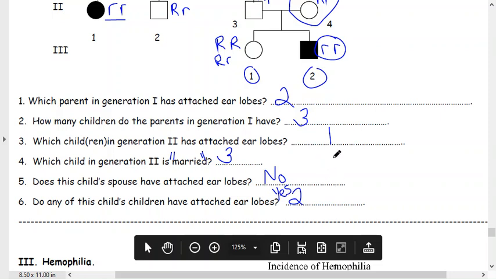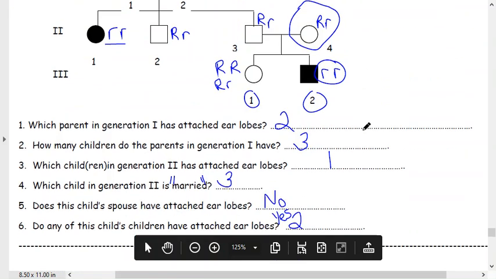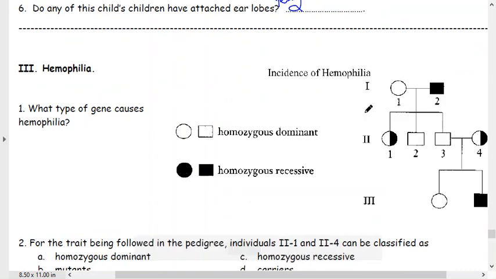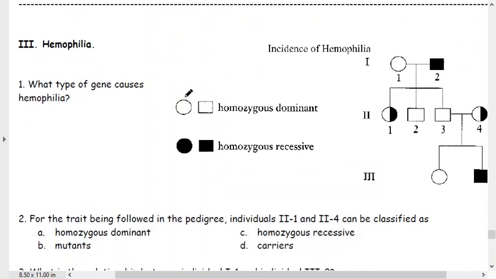All right. There's a decent chance that I misread that and made a mistake here, but check me out. I think these are good to go. And let's go to the next one. All right, hemophilia.